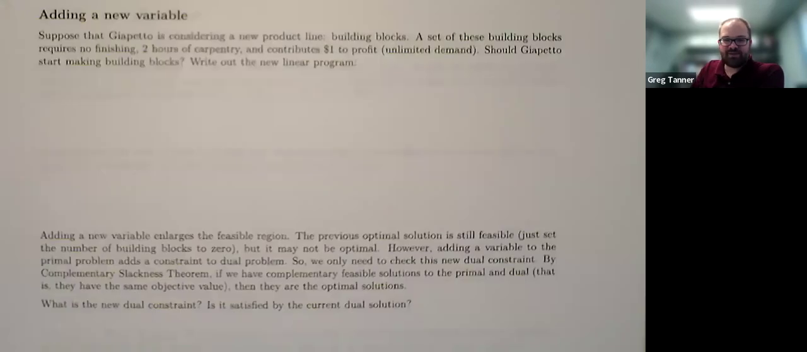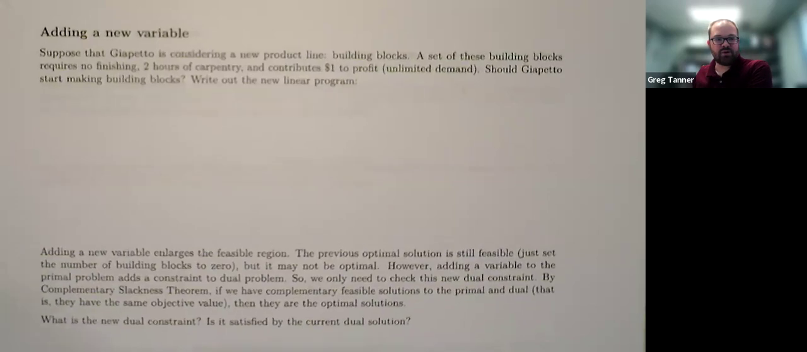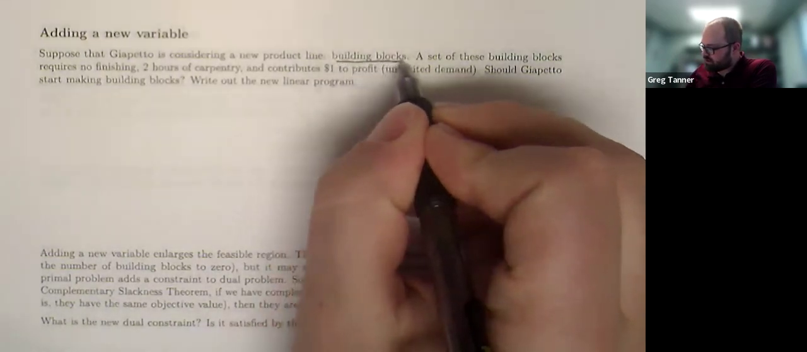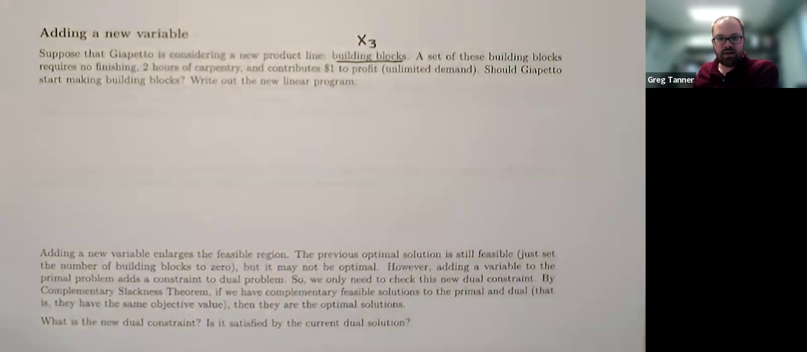Okay, our next sensitivity mini topic is adding a new variable. In Geppetto's example, each of our variables was a product line of toy soldiers or toy trains. Let's say Geppetto's interested in adding a new product line, building blocks. Let's call that decision variable X3, the number of building blocks that he makes. These building blocks require no finishing, 2 hours of carpentry, and they contribute $1 to profit, and they have unlimited demand. Should Geppetto start making building blocks?